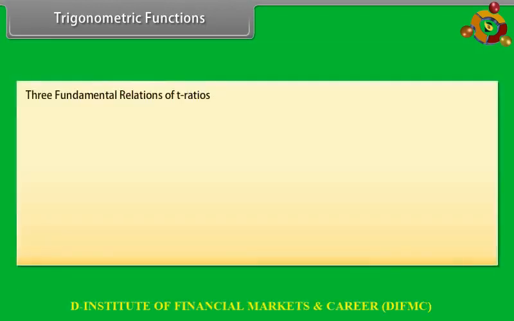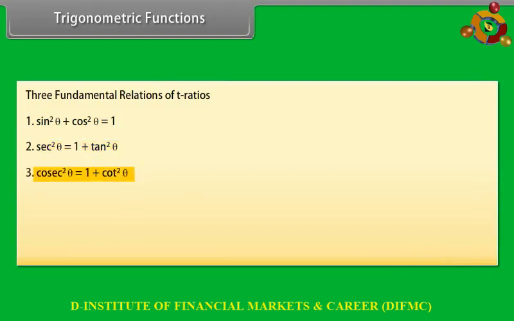Trigonometric functions. Three fundamental relations of T ratios. Sine square of theta plus cos square of theta equals 1. Sec square of theta equals 1 plus tan square of theta. Cosec square of theta equals 1 plus cot square of theta.